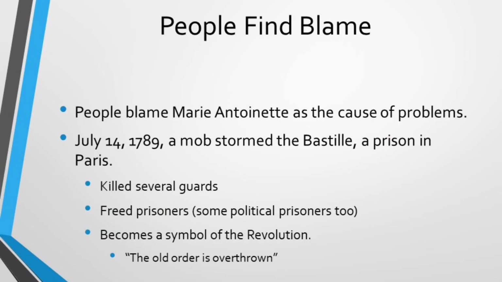So, on July 14th of 1789, an angry mob is going to storm the Bastille, which is a prison in Paris. They are doing it because it's sort of a representation of the power of the French royalty and of the government. So if they can sort of overthrow this prison, then they are going to be able to sort of demonstrate that that old order is overthrown. And this becomes a symbol of the revolution.